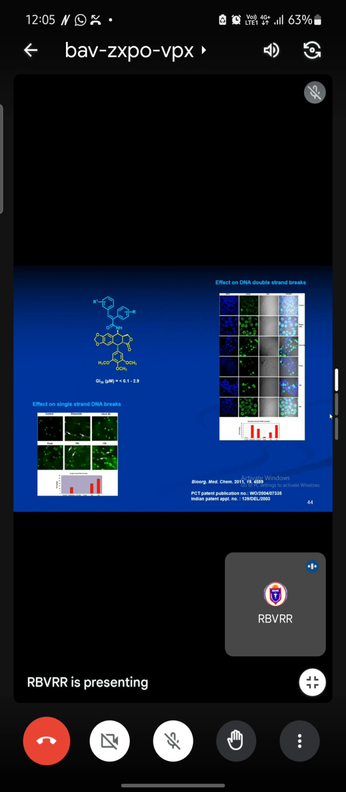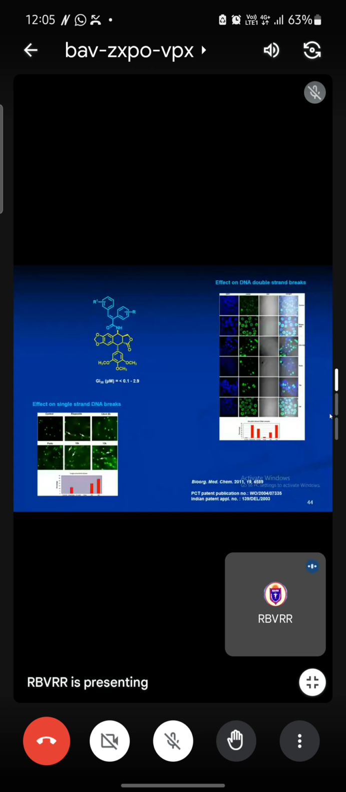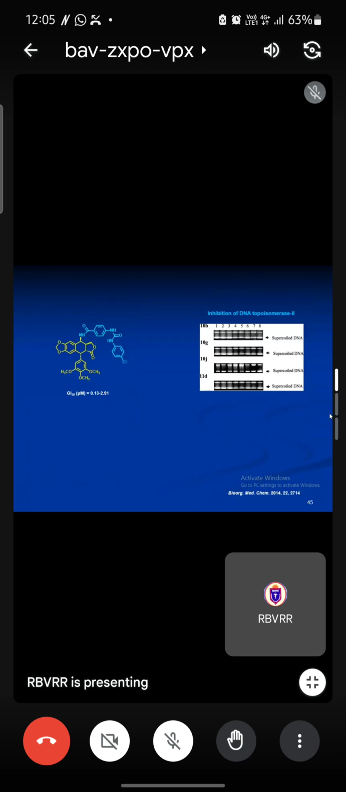So many things were done on this, and here, I must tell you that when you go for such scaffolds, there are also possibilities that you may get DNA topoisomerase 2 as well as topoisomerase 1. So we checked both the aspects, and these molecules had a dual activity, in fact.